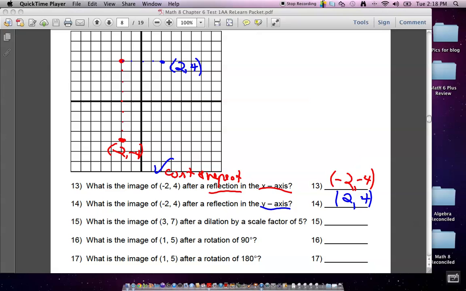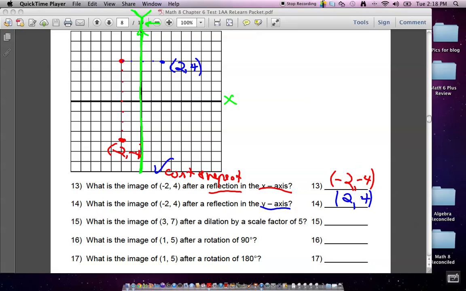Now there seems to be some sort of problem in class, sometimes with kids remembering x from y. Look, this is the y-axis. If you want to remember it, you see how the letter y has this line that comes right down the middle of it, the y? That's kind of like an extension of it. So there's the y-axis. This is the x-axis right there. Okay, next.